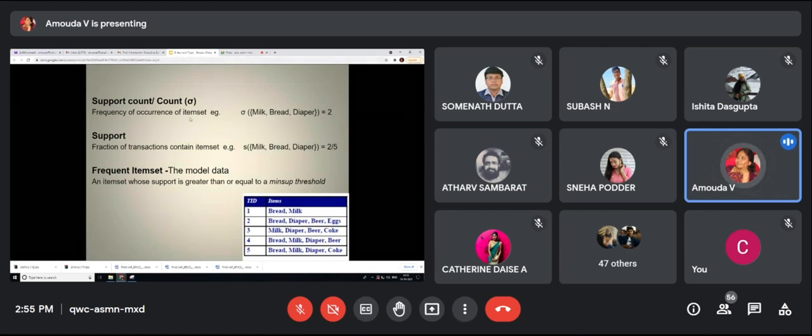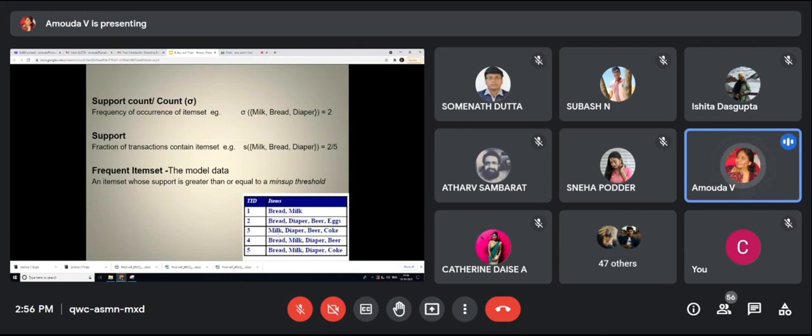Okay, fine. Support count is the number of times an item set occurs in the transactions, whereas support is not like that. Support is how many times out of the whole set of transactions the particular item sets occur. Somebody asked me last time what the difference is. Support count is the number of times it occurs in the transactions. Support is how many times the 3 item set occurs out of the total number of transactions.